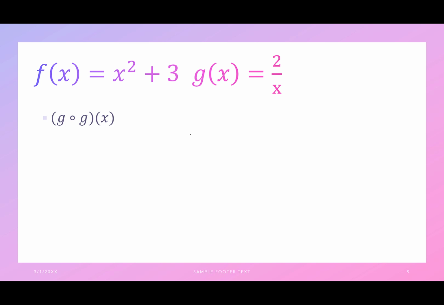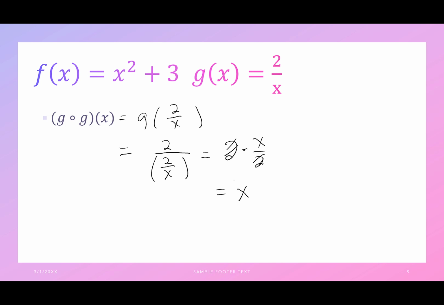So the next one is actually, I kept the same two functions, but I said, what if we do g of g of x? So we have g of x, which is 2 over x. So g of that, it would be 2 over, put parentheses, 2 over x. This becomes 2 times x over 2. The 2's cancel, and I just get x.